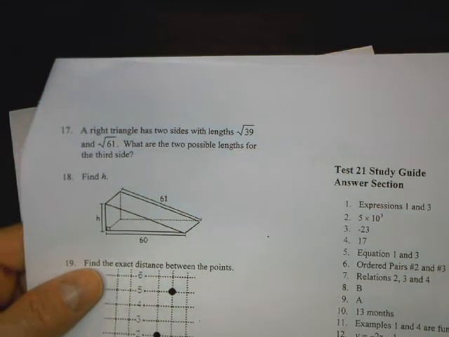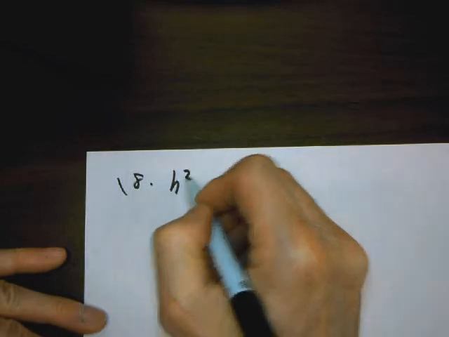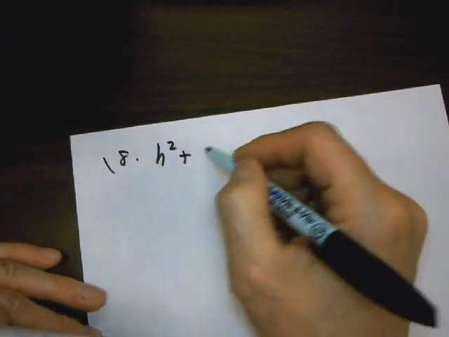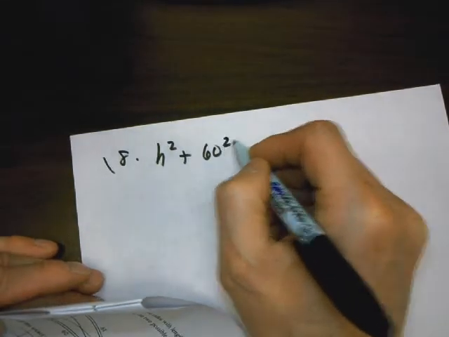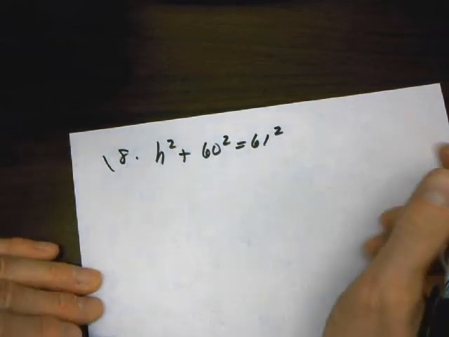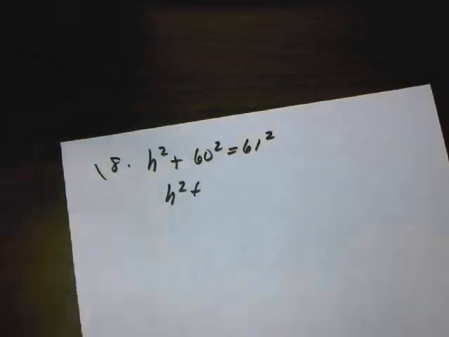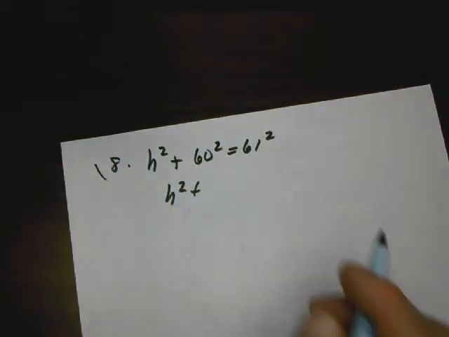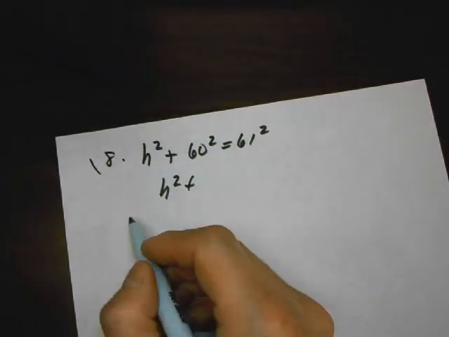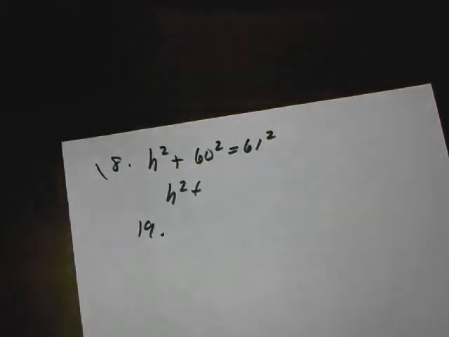We had a triangle. Again, this is another Pythagorean theorem. We're missing one leg. So number 18, you have h squared, or a squared if you want, plus b squared equals c squared. You would multiply these. Okay, I'll let you guys finish that one because we're running out of time here.